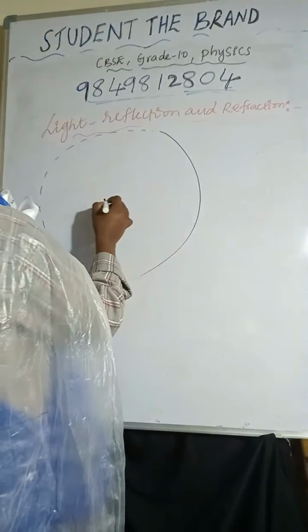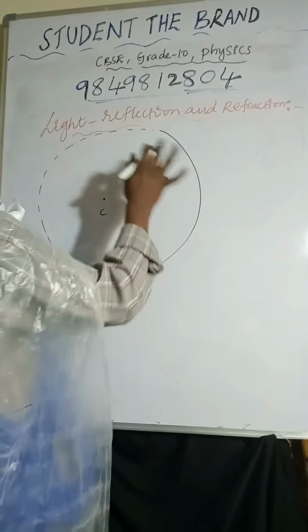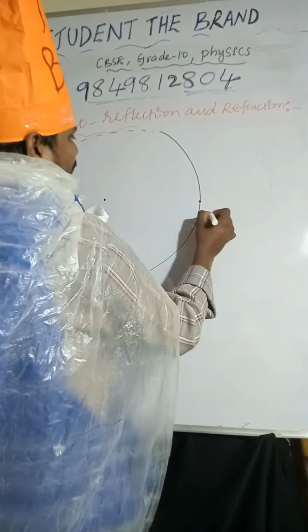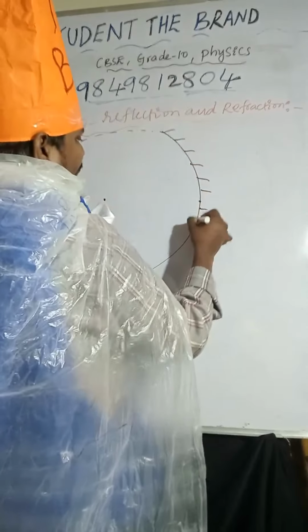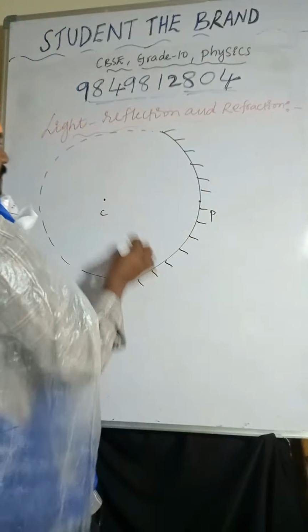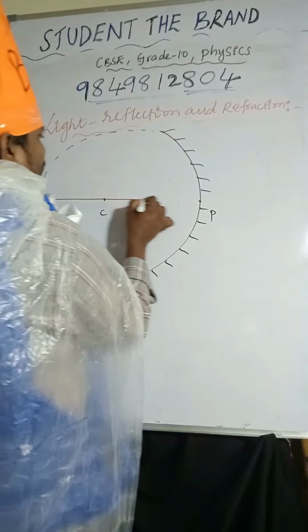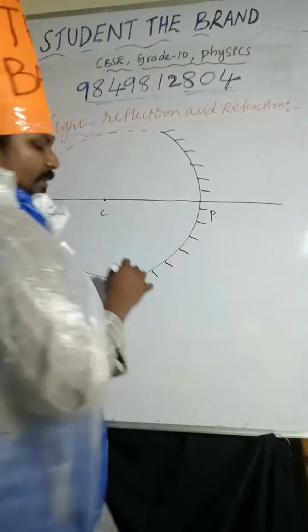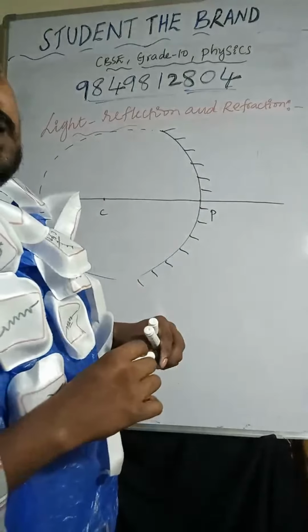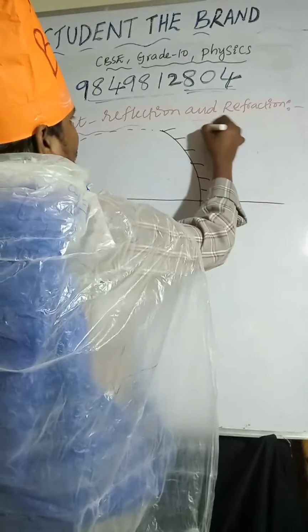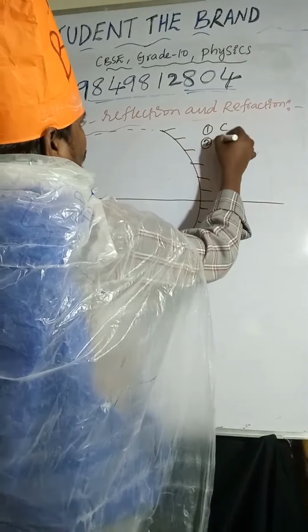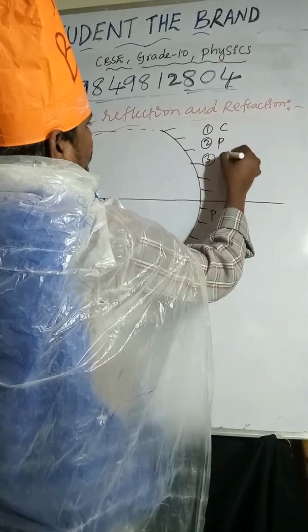Now here you can see the center of the imaginary sphere of which the mirror is a part. The midpoint of the mirror is called the pole. The line joining the center of curvature and the pole is called the principal axis. First one is center of curvature, second one is pole, third one is principal axis.